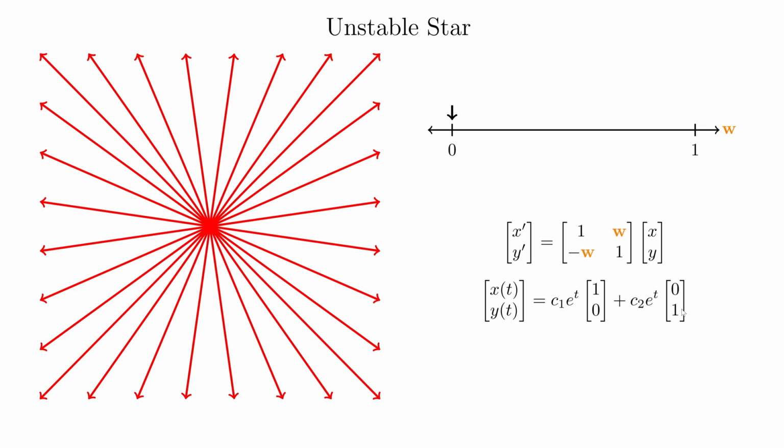And now every direction is an eigendirection because the matrix is the identity. If I plug in 0 for w here, I get 1, 0, 0, 1. And so this is an unstable star from uncurling that unstable spiral.